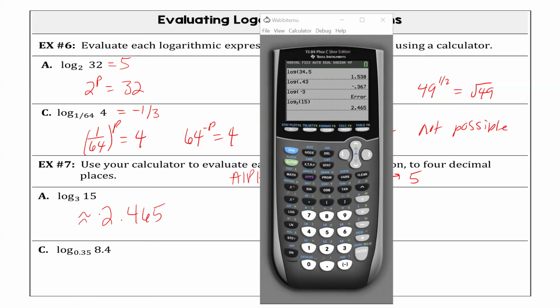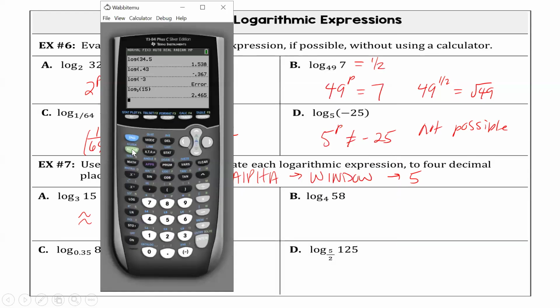And again, it's an approximation. Now we can do the next one. Again, I'm pressing alpha, window, 5. Then we're going to press 4, 58, hit enter. And we have approximately 2 and 29 thousandths. I have to remember to write that.